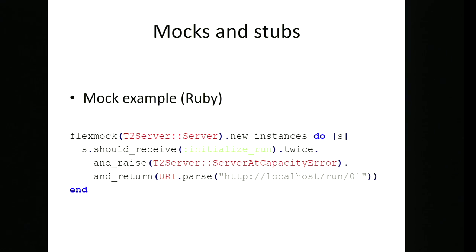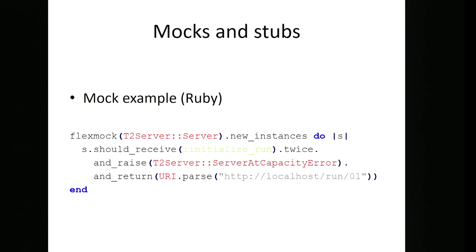So we've got our mock of the server class, and then we're going to say for the new instances of this server class, we expect it to receive initialize run. So receive means we expect the test to call the server's initialize run. This is something that the mock's already doing. It's checking that we're actually calling a method. So if we use this mock and we don't call initialize run, then a test will fail.